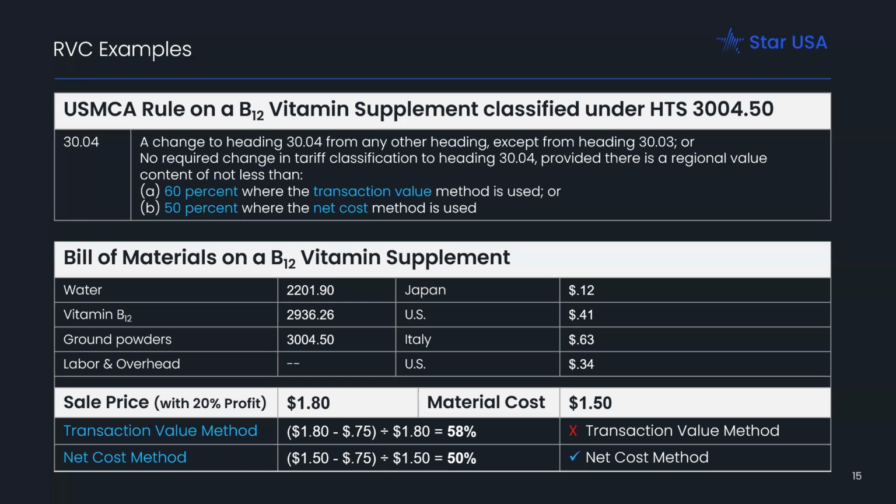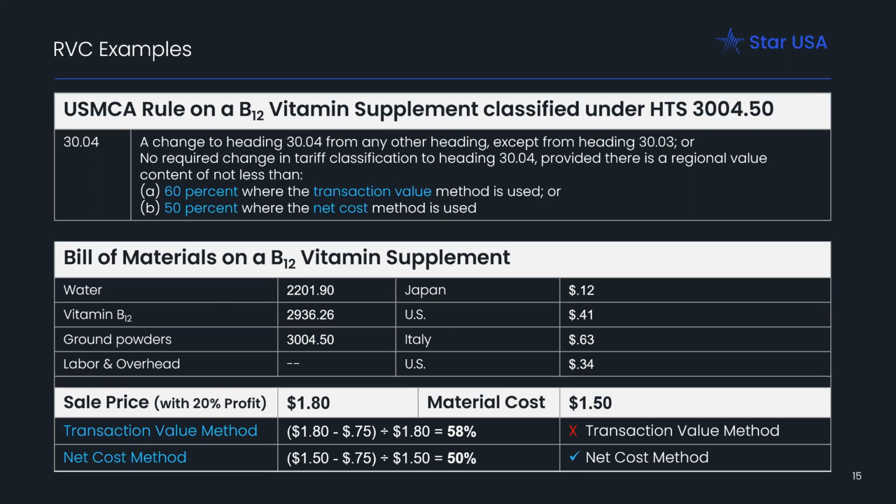If we take a look at the middle portion of this slide here, we've got a bill of materials on our B12 vitamin supplement. A hypothetical bill of materials has some water classified under 220190 coming from Japan, valued at 12 cents, some vitamin B12 coming from the US, classified under 293626, valued at 41 cents. And then there's some ground powder of 300450 from Italy, valued at 63 cents. And lastly, we've got some US labor and overhead of 34 cents. So we take this bill of materials, this is a baseline simplified representation of a costed BOM.